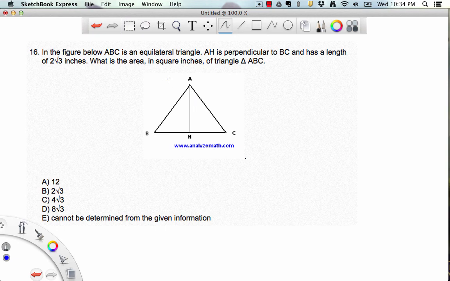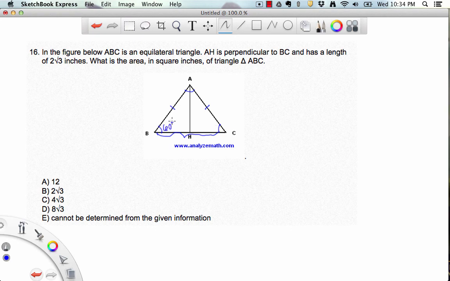So reading the problem, in the figure below, ABC is an equilateral triangle. So I would not have guessed that. What they're saying is that this length is the same as this length, is the same as the whole bottom length. So it's equilateral. The other thing that means is that each of these angles is the same.